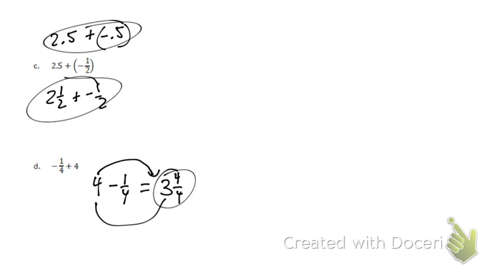The reason I put 3 and 4/4 is because then now you can easily subtract these two fractions. So you got 3 wholes still, and you got 4/4. Take away 1/4 is 3/4.